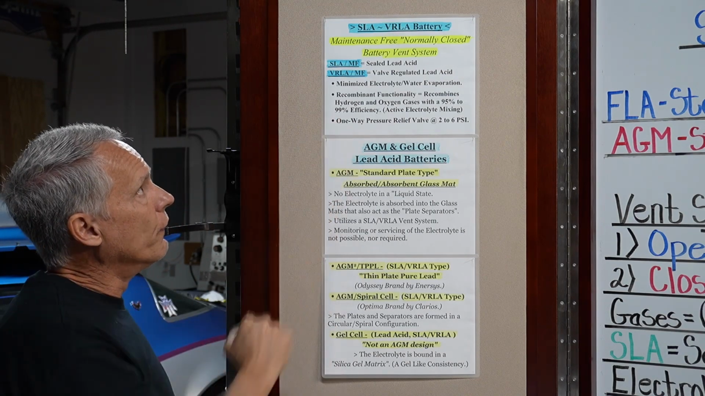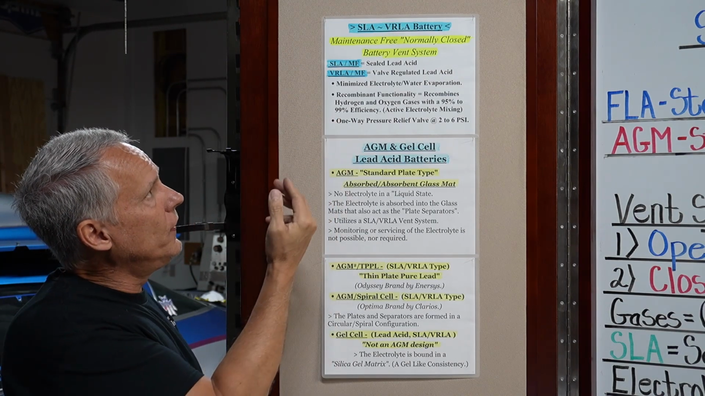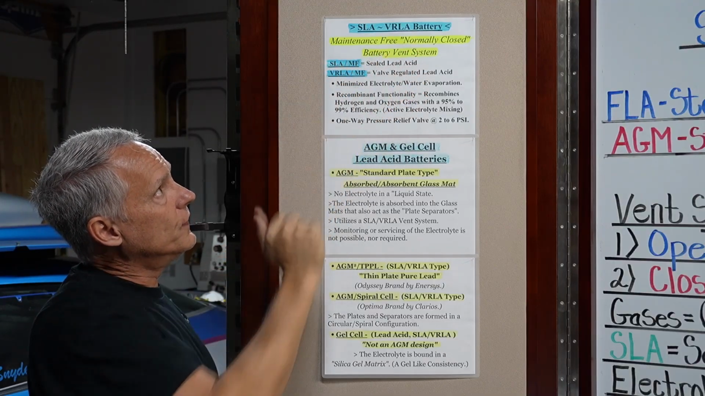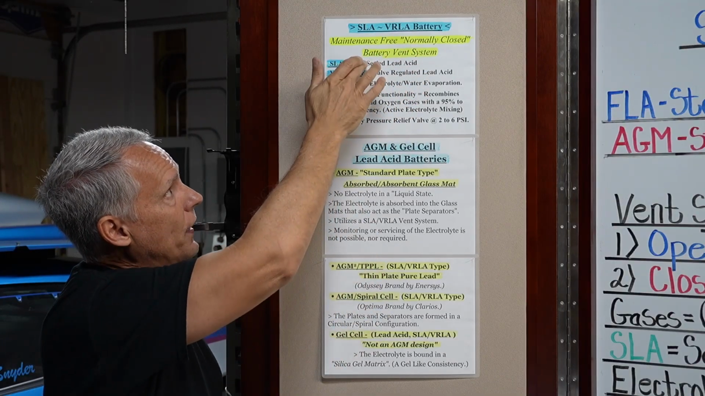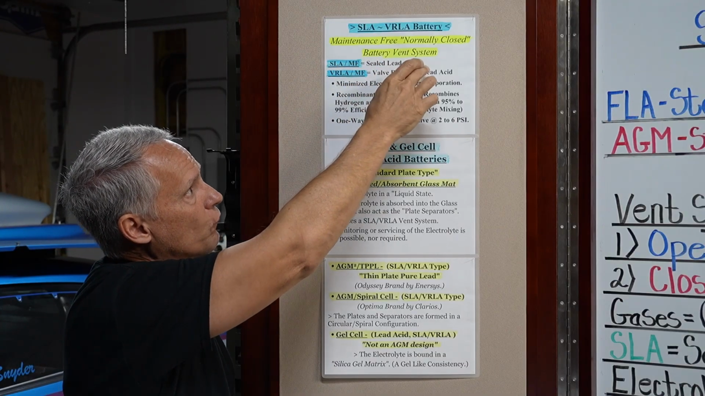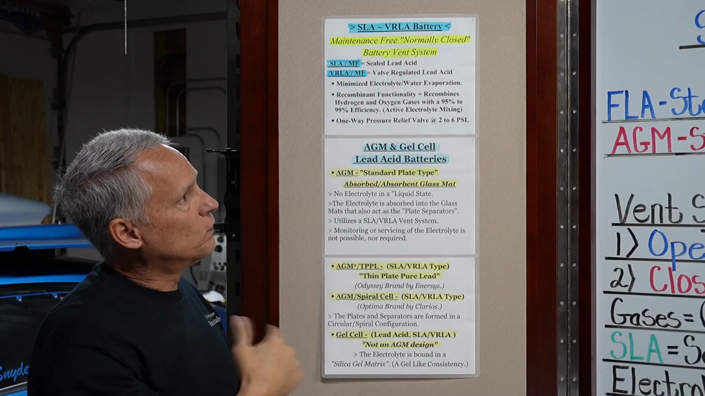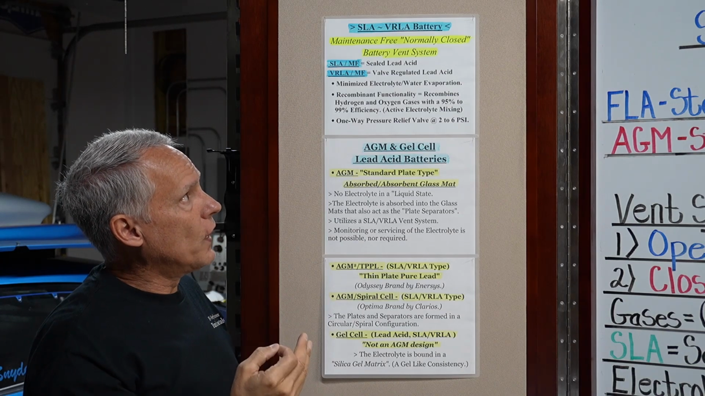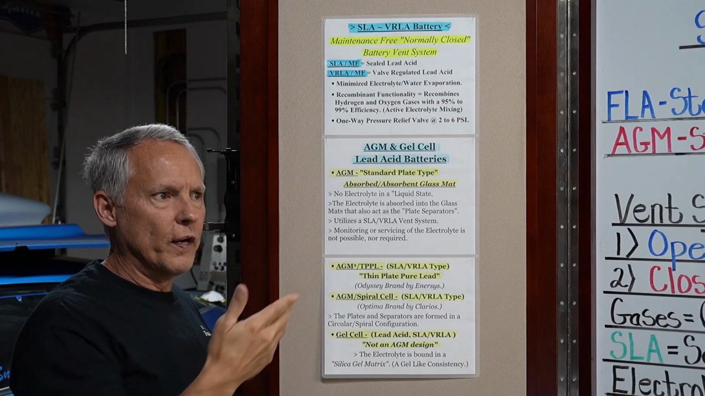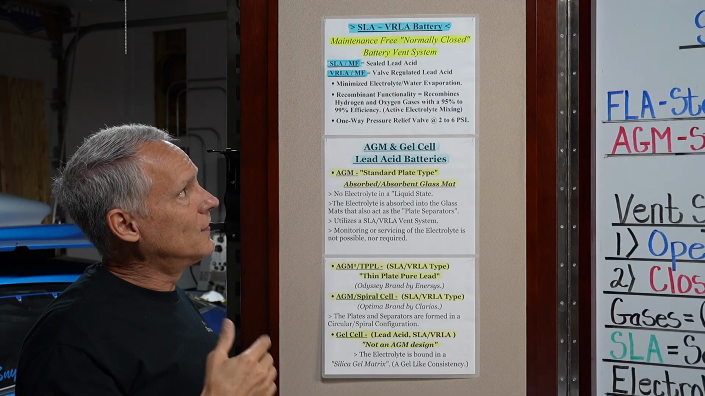I've got a little chart here. So basically what I'm saying is it's a maintenance-free, normally closed battery vent system. SLA, maintenance-free, sealed lead acid. VRLA, maintenance-free, valve-regulated lead acid. So what's its purpose? Minimized electrolyte or water evaporation or electrolyte depletion. We'd already talked about that a little bit, and that's the goal.